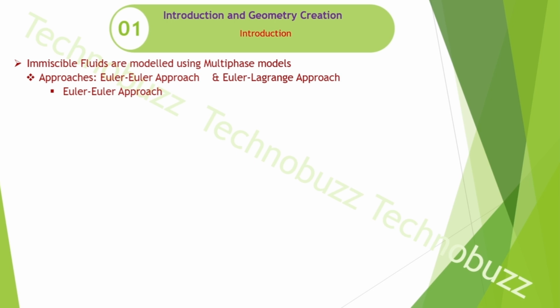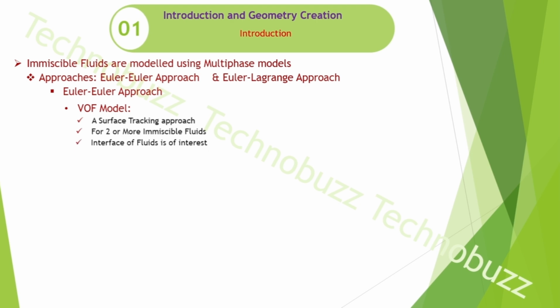There are three models in the Euler-Euler approach. The first one is the VOF model, volume of fluid model. This is a surface tracking approach and is applied for two or more immiscible fluids. This model is mainly used for tracking the interface between the fluids.